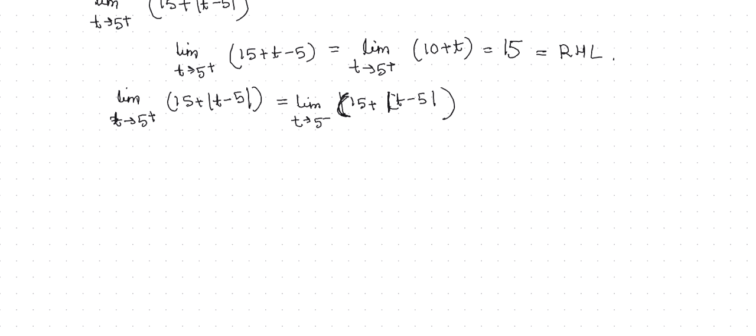So the left hand limit is equal to the right hand limit. So the limit as t tends to 5 of 15 absolute value t minus 5 is equal to 15, and it exists.